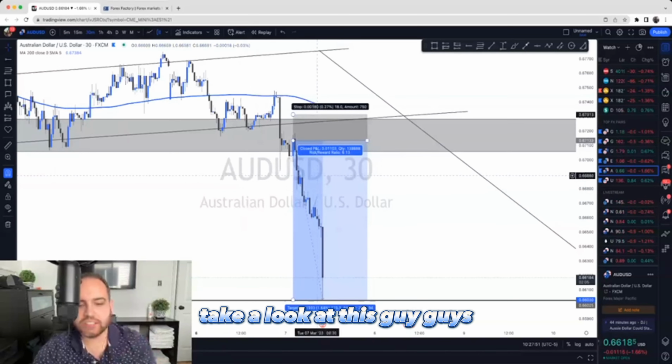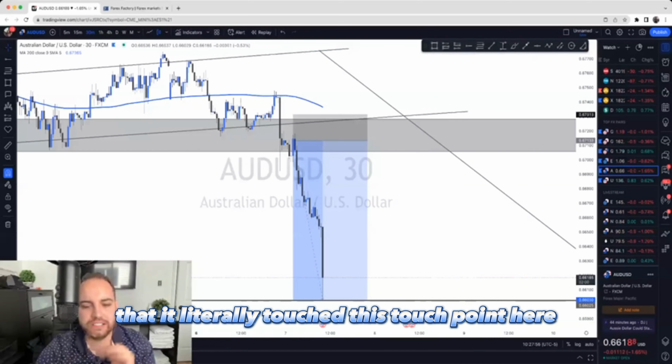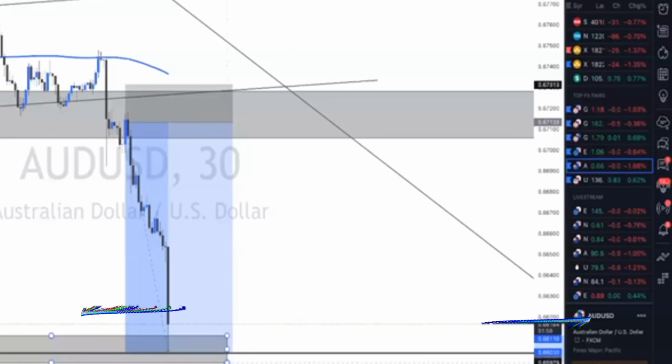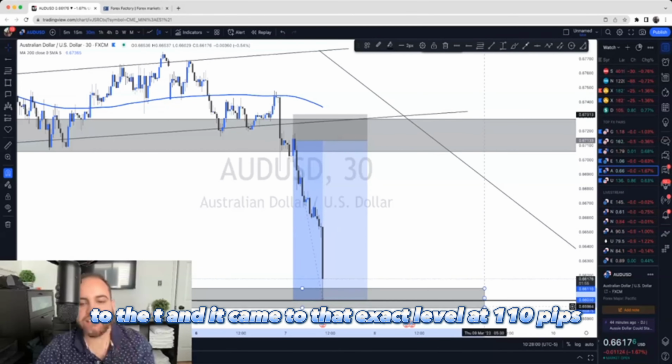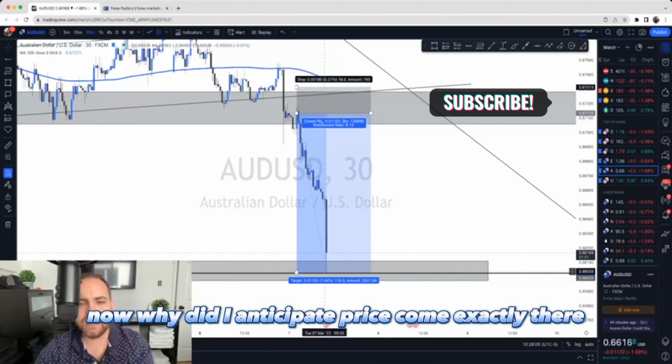So take a look at this, guys. Over 110 pips, and I can't even believe it myself that it literally touched this touch point here to the T, and it came to that exact level at 110 pips. Now, why did I anticipate price to come exactly there and then push back up?